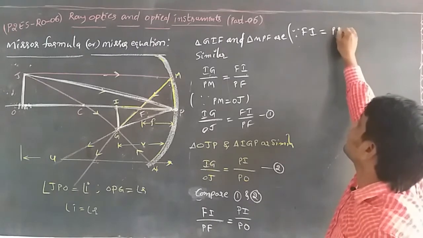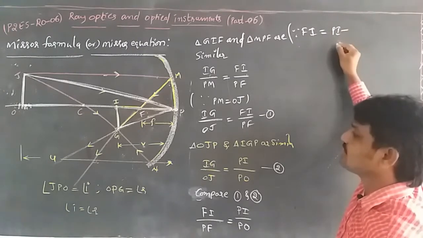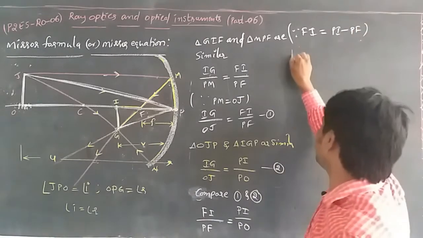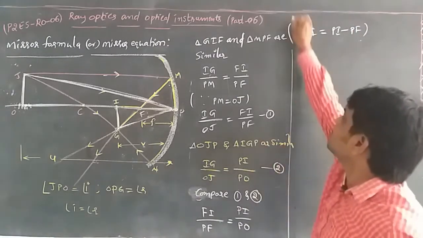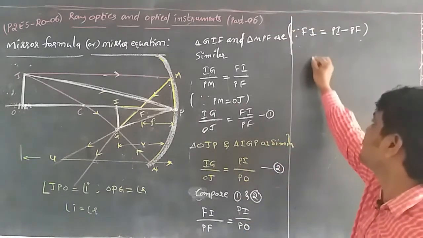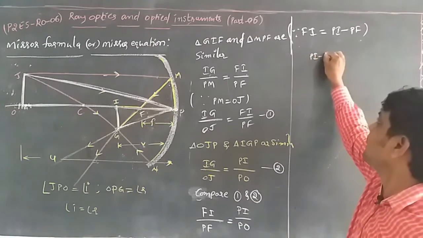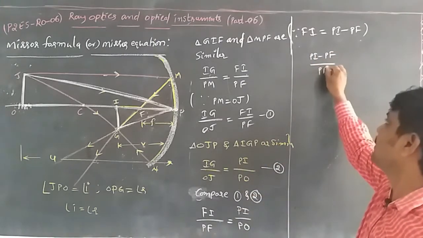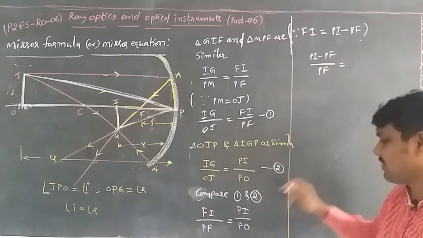Pi minus Pf. From the Pi minus Pf, we are substituting in the equation. Fi is equal to Pi minus Pf by Pf. Pf is equal to Pi by PO.